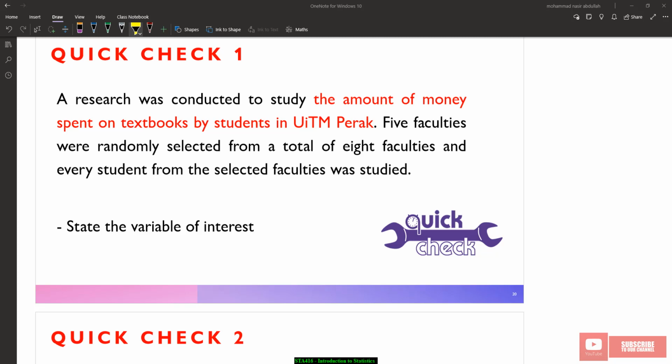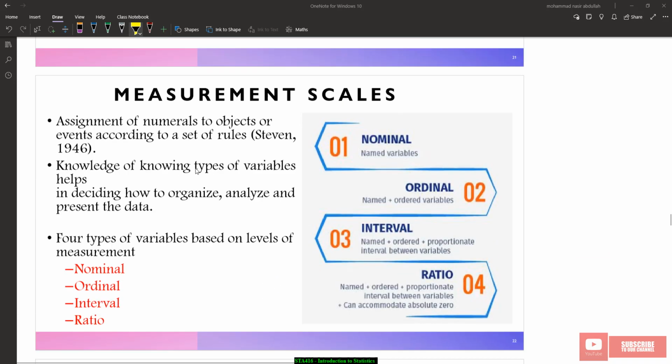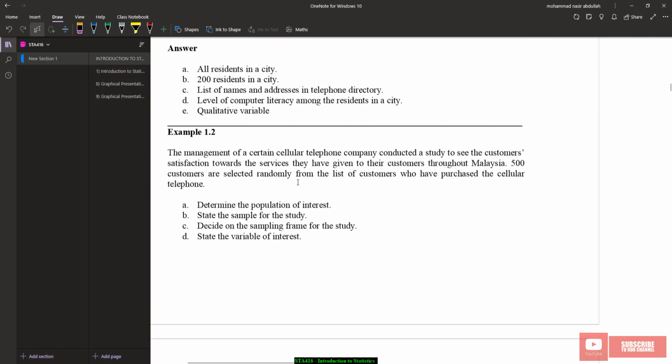It should be continuous quantitative lah. Right. Okay. Kita dah sampai kat bawah ni. Alright.